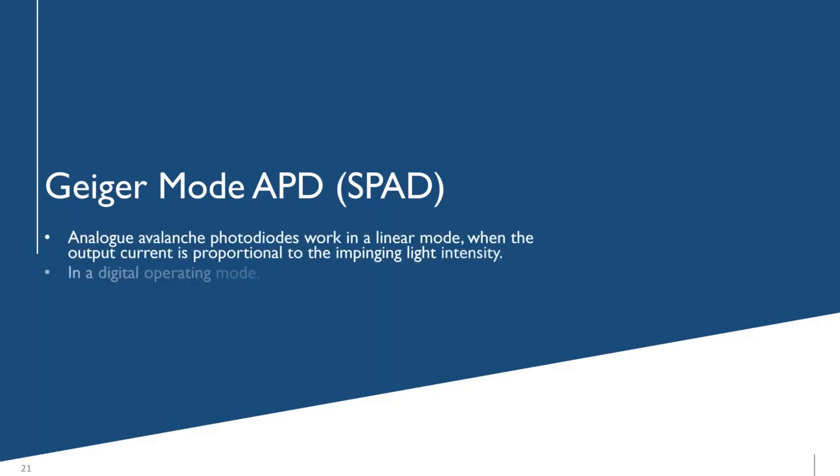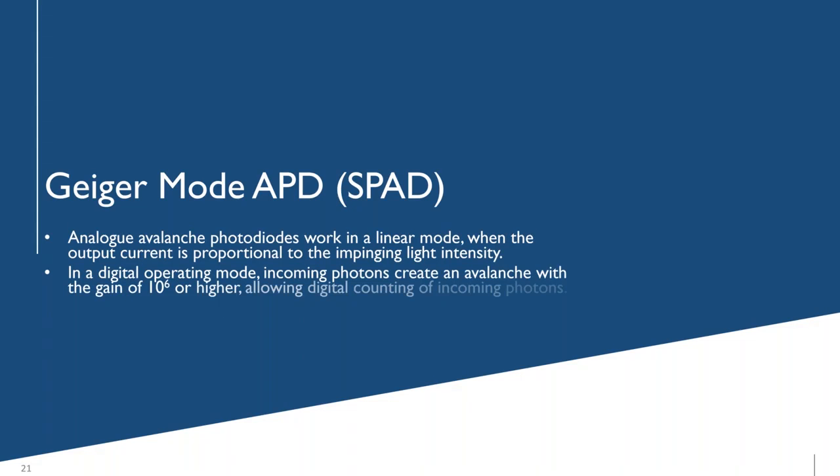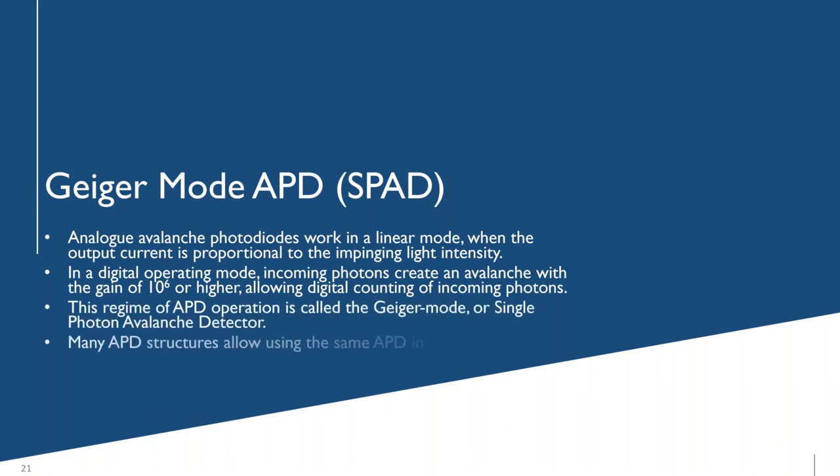Well, we discussed so far the avalanche photodiodes working in the analog linear mode, when the output current is proportional to the impinging light intensity. However, APDs may work in another type of application when incoming photons create an avalanche with the gain of 10 to the power 6 or higher, which allows digital counting of incoming photons. This regime of APD operation is called the Geiger mode, or single photon avalanche detector. Many APD structures allow using the same APD in either the analog or Geiger mode of operation.